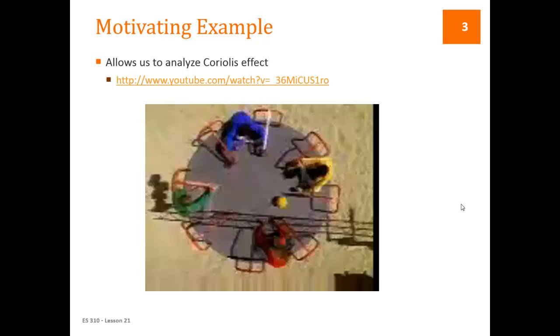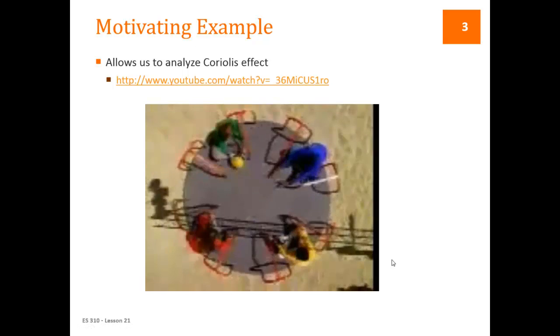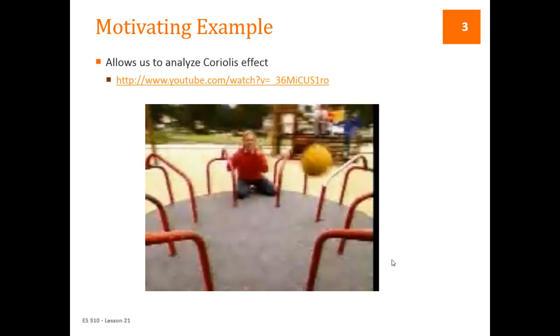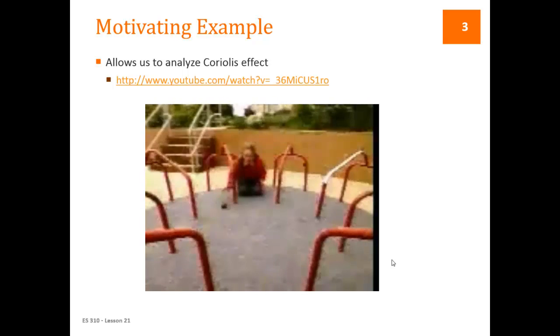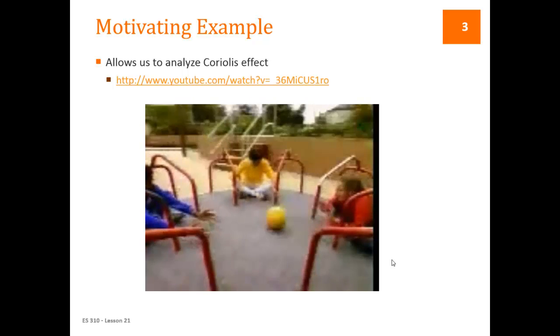So, as far as a motivating example, these equations allow us to analyze some very interesting effects, one of which is the Coriolis effect, which causes the spinning of hurricanes and tornadoes, the wind patterns, as well as things like what we see on this merry-go-round. To an observer above the merry-go-round, the path of the ball appears straight, while to someone sitting on it, the ball appears to curve to the left. This exemplifies the Coriolis force, whereby, to an observer on the rotating Earth, the path of an object appears to be deflected, and this is a result of the Earth's rotation.